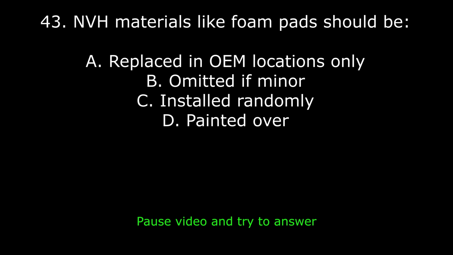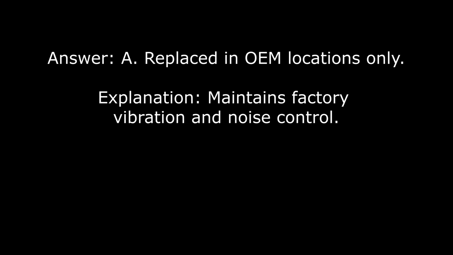43. NVH materials like foam pads should be A. Replaced in OEM locations only. B. Omitted if minor. C. Installed randomly. D. Painted over. Answer: A. Replaced in OEM locations only. Explanation: maintains factory vibration and noise control.